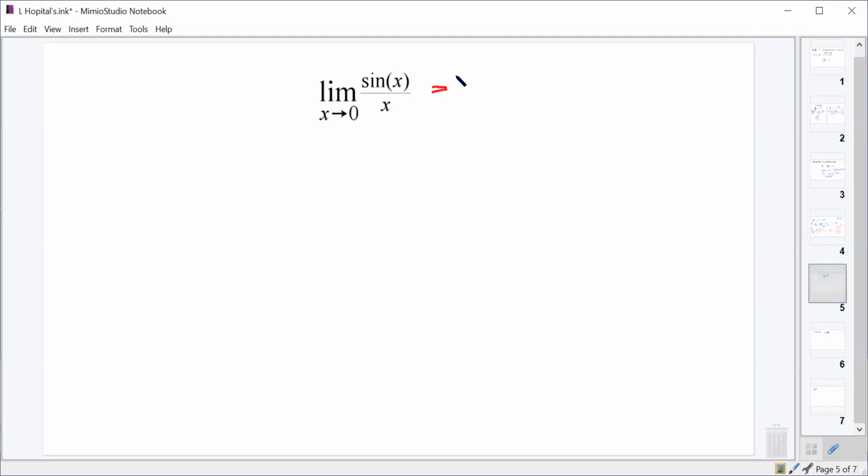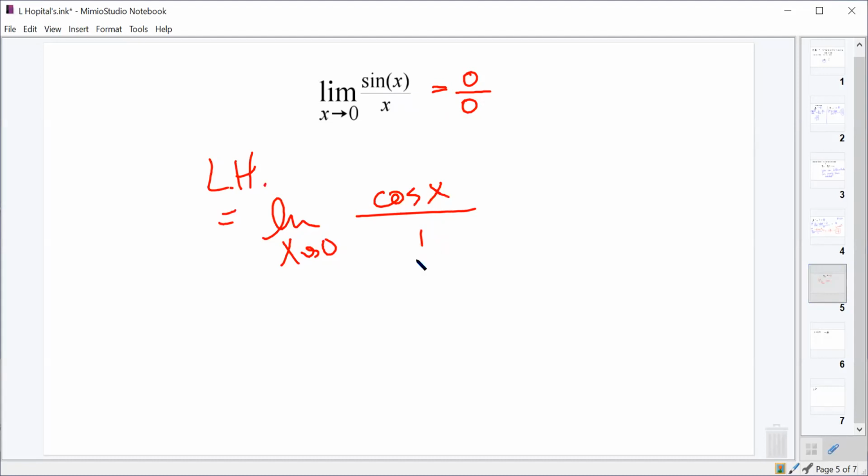Now I'll plug in 0. What do you get? 0 over 0. So using L'Hopital's rule, this ought to equal the limit as x approaches 0 of, what's the derivative of sine? Cosine. And what's the derivative of x? 1. What's the cosine of 0? 1. 1 over 1 is 1. Man, that's so much quicker, so much easier.